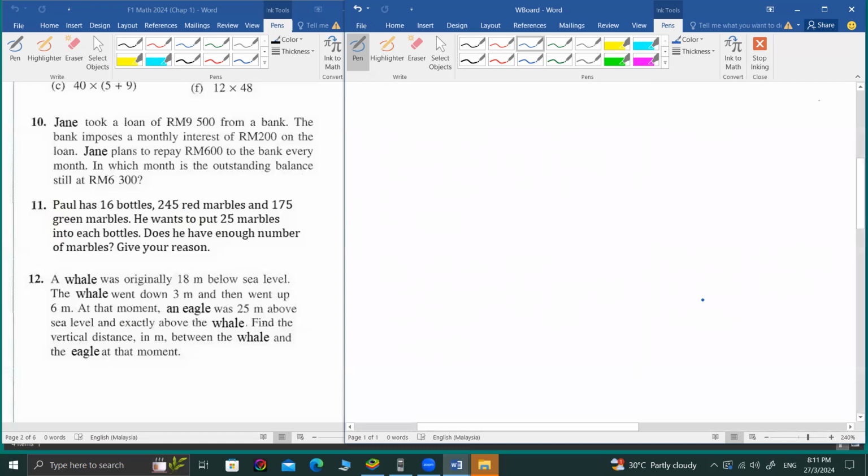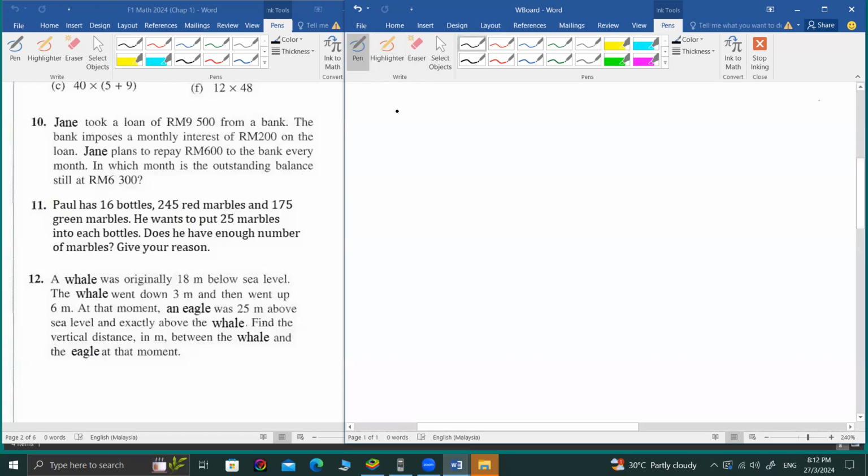Okay. Next, we see what you need to do. You pay me every month 600 ringgit. Then the question asks you, in which month? Maybe first month, second month, third month, fourth month, fifth month, until which month do you still owe me 6,300? 还欠我6300. So how are you going to do it?